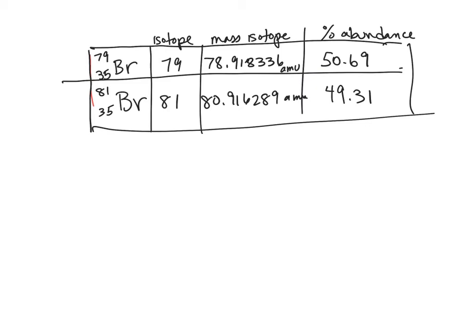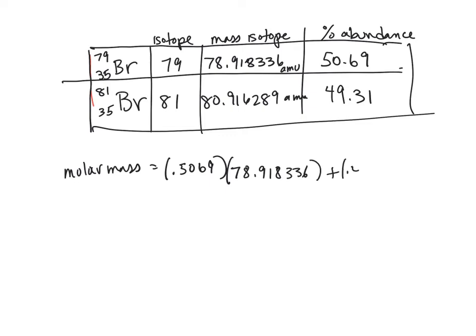So how do you get the molar mass that's in the periodic table for bromine? It's a weighted average of the masses of the isotopes of bromine. In this case, bromine has 2 isotopes, and the weighted average means we're looking at the percent abundance of each one. So our equation is: molar mass in the periodic table equals the abundance in decimal form, 0.5069, times the mass of the isotope, 78.918336, plus 0.4931 times the mass of the 81 isotope, which is 80.916289 AMU.